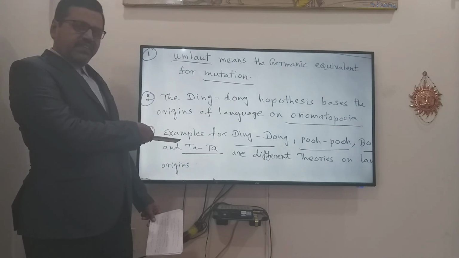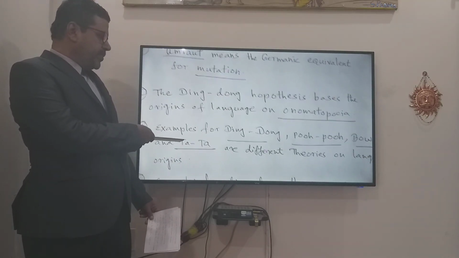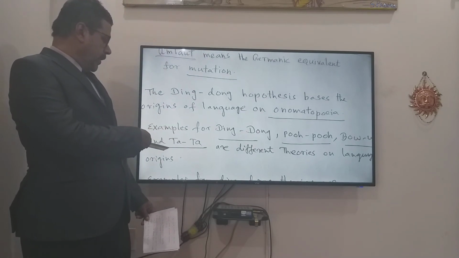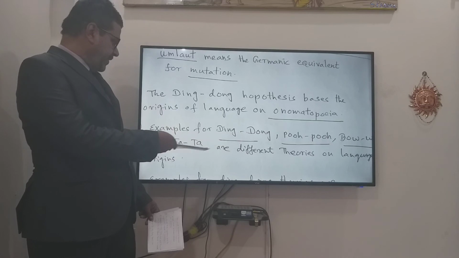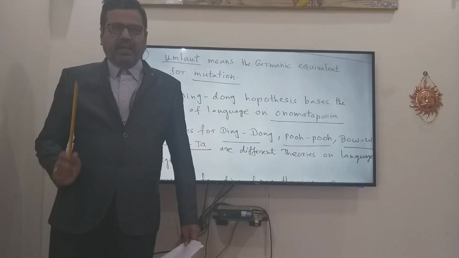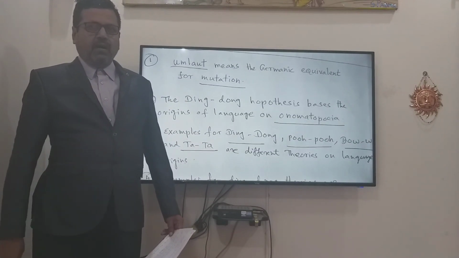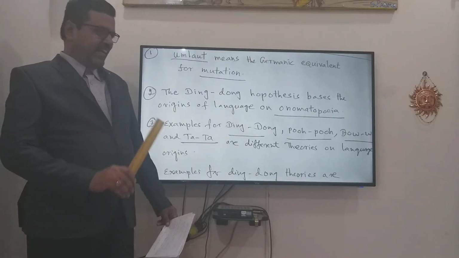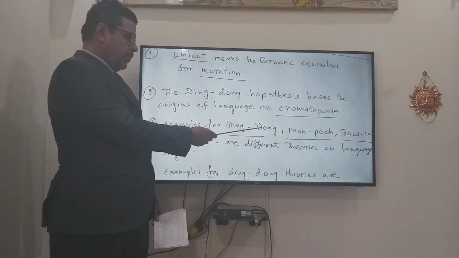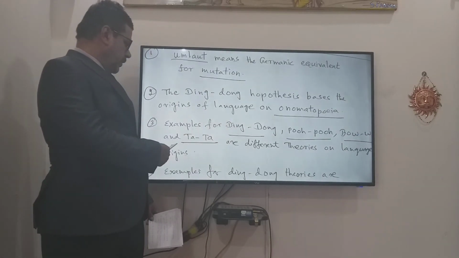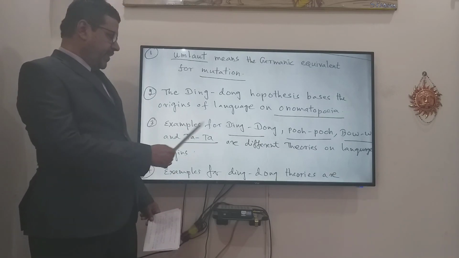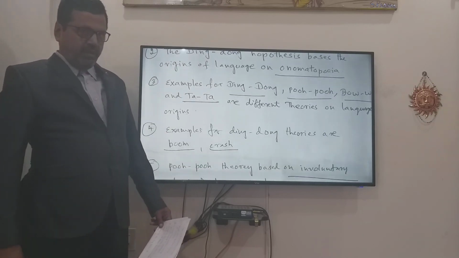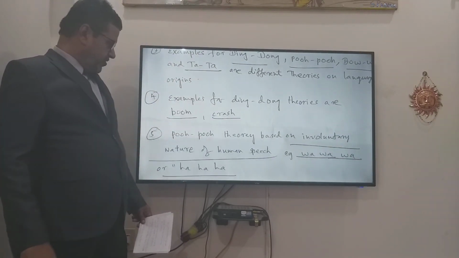Let us move on to the third one. Examples for ding-dong, poo-poo, bow-wow and tata are different theories on language origin. So there are 4 theories on language origin. In the examination, you have to remember only the underlined words: ding-dong, poo-poo, bow-wow and tata are the different theories. Let us see elaborately what they are in the coming questions.